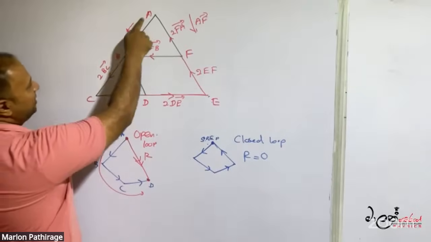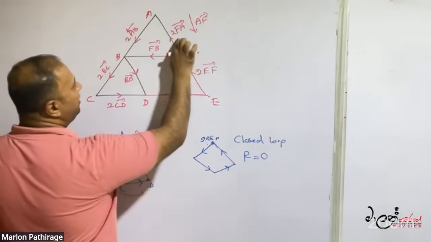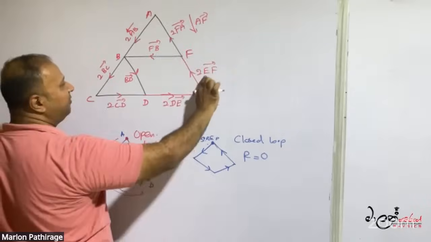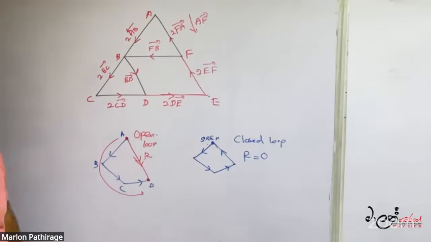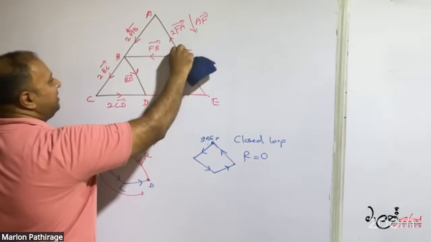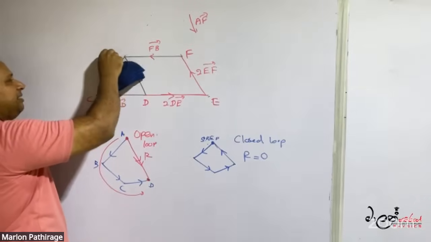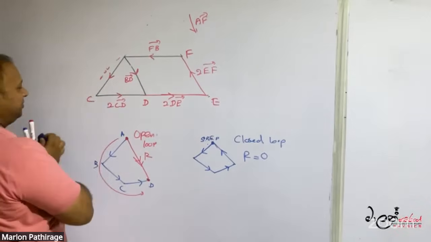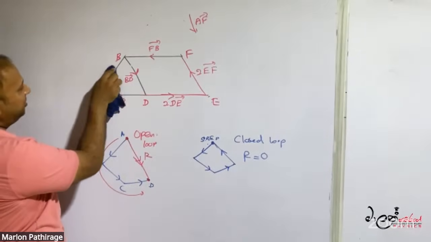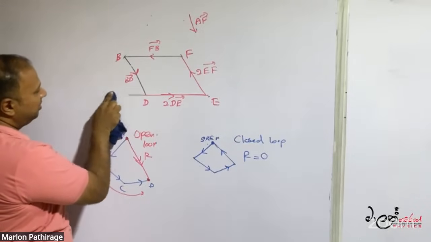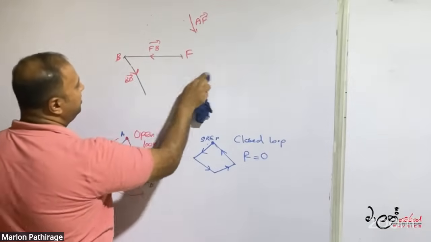Okay. Now if we consider 2AB, 2BC, 2CD, 2DE, 2EF and 2FA, what will happen to this? The result will be zero. Therefore, it is very easy. I can remove all of them, because the resultant is zero, because there is a closed loop.